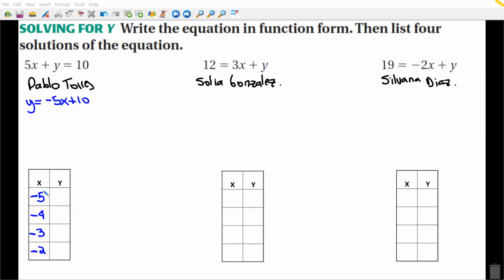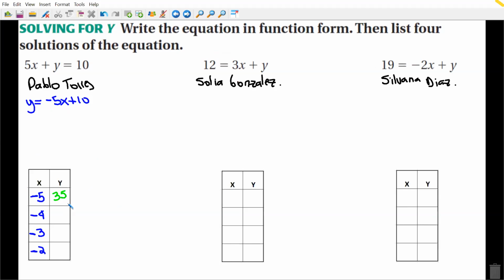Okay, what is the solution going to be? -5 times -5 is equal to -25. Negative times negative? Positive. Positive 25. And positive 25 plus 10? 35.